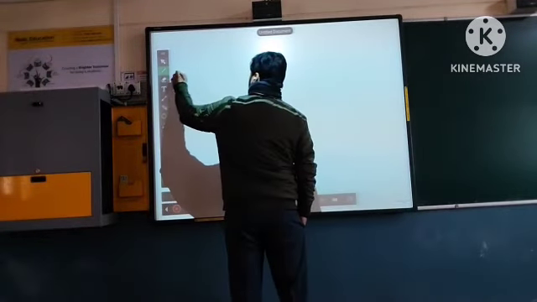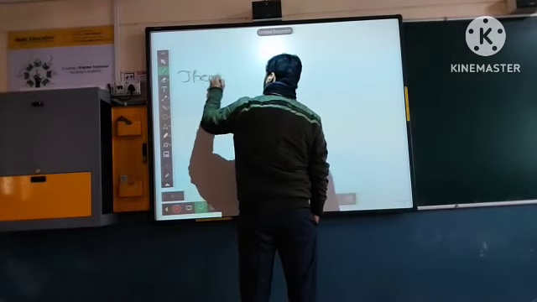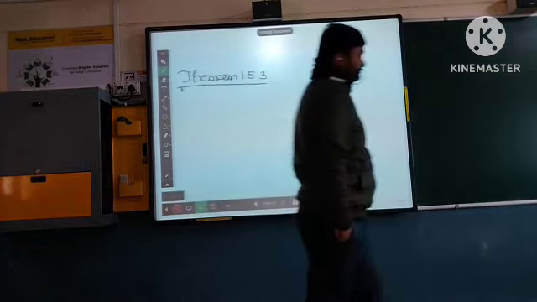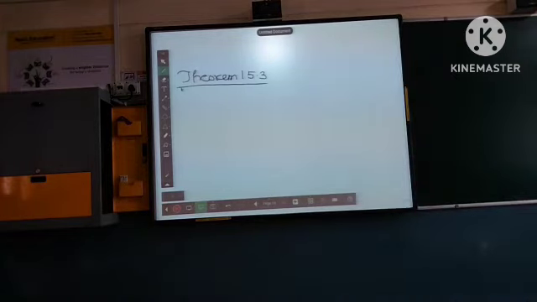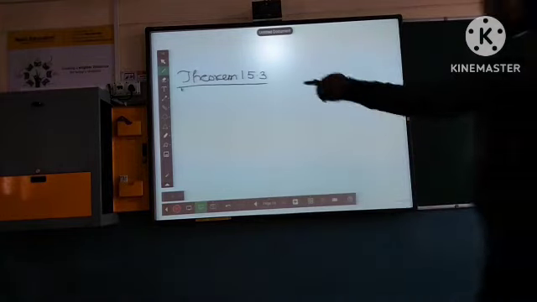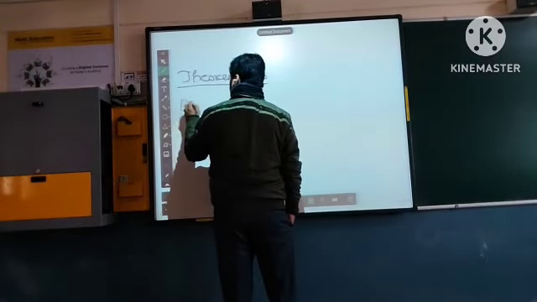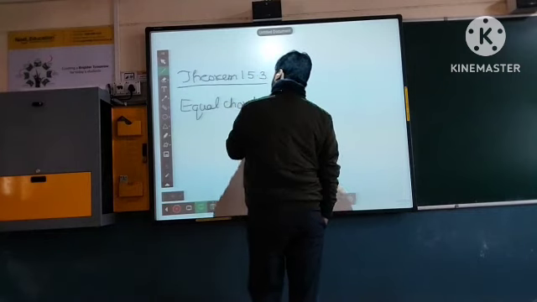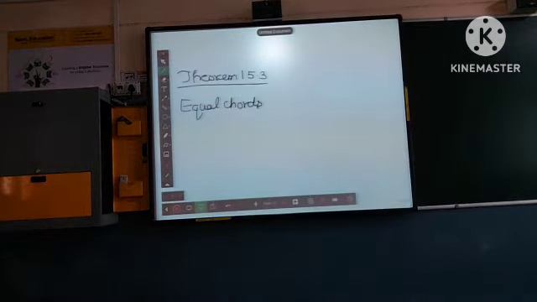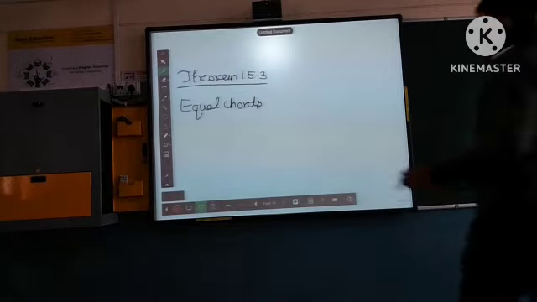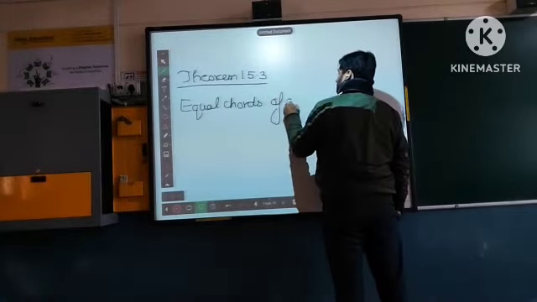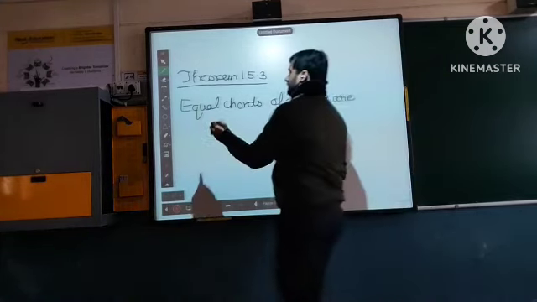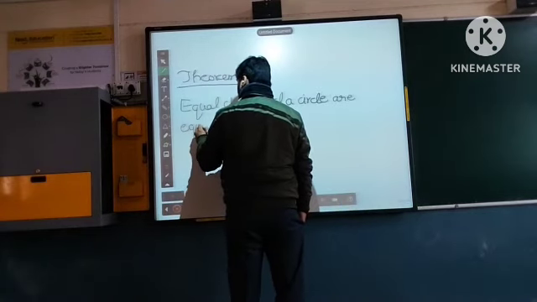Next, we are taking the next theorem. It is theorem 15.3. Theorem 15.3, what does it say? Theorem 15.3 says equal chords of a circle are equidistant from the center.